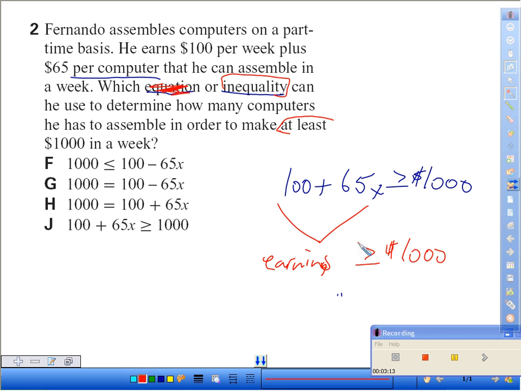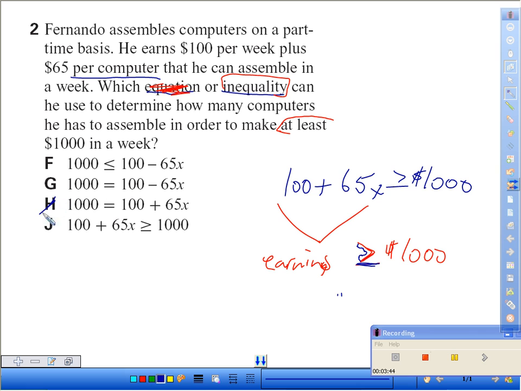And the way I was taught to read this symbol was to pretend it's like an alligator's mouth. I'll even draw some teeth in there for you. The alligator always wants to eat the bigger thing. He wants to eat the bigger side. So right now this earnings side is bigger than $1,000. But you can't forget to interpret the bar beneath it, because that means it could equal 1,000. So his earnings, represented by 100 plus 65x, is greater than or equal to 1,000.